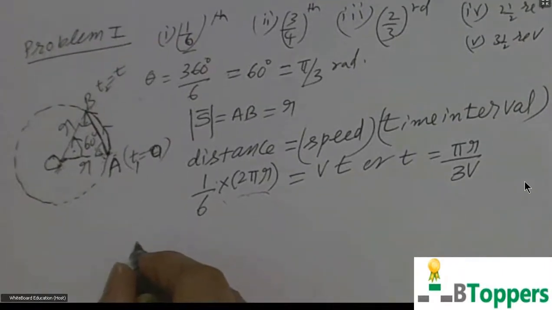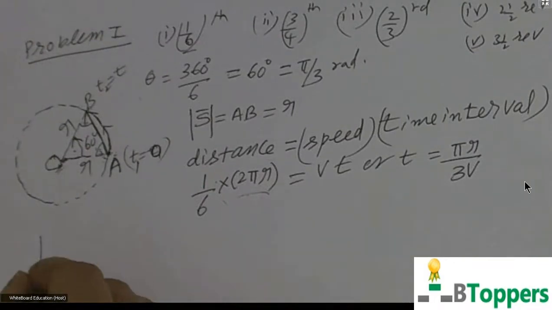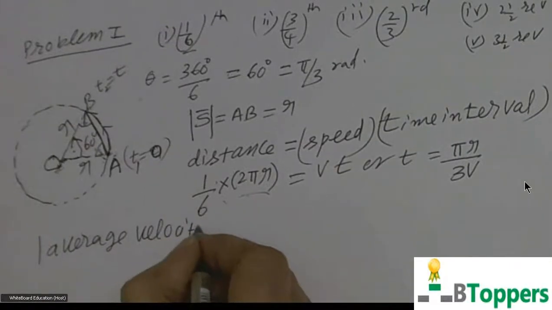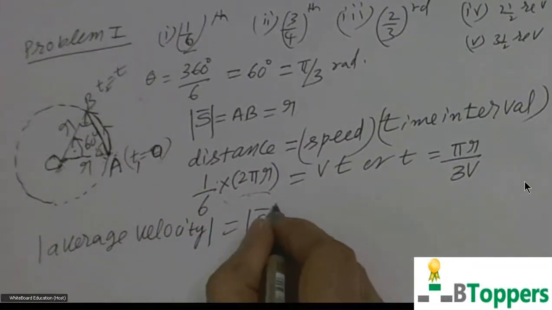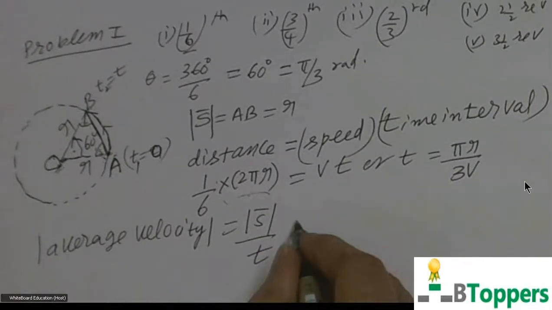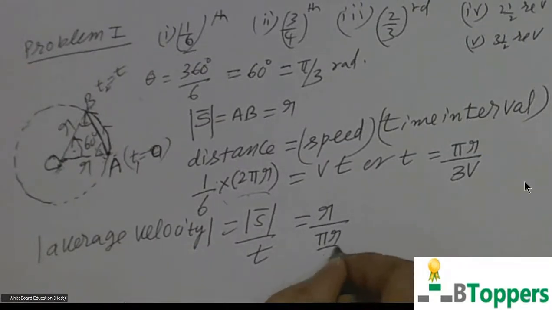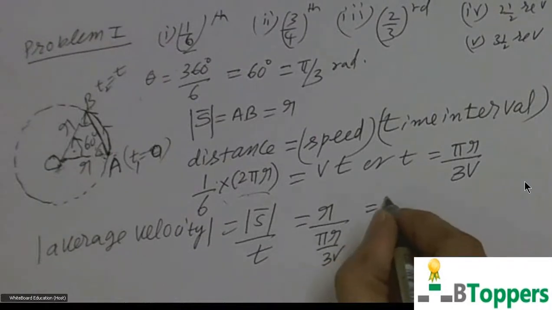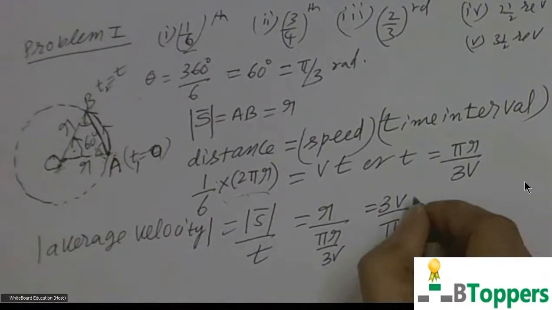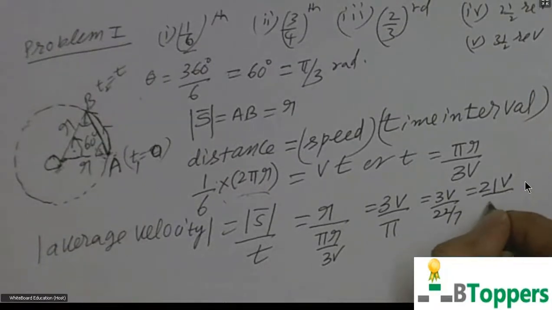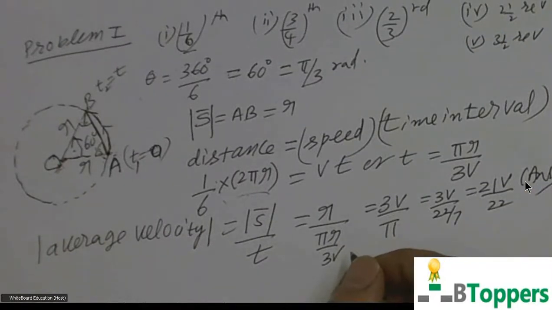So magnitude of the average velocity of the particle is equal to magnitude of the displacement of the particle divided by time interval. Magnitude of the displacement is equal to r. So time interval is pi r by 3V. Or you can write 3V by pi. Or you can also write, with pi equal to 22/7, it as 21V by 22. That's the answer for the magnitude of the average velocity.